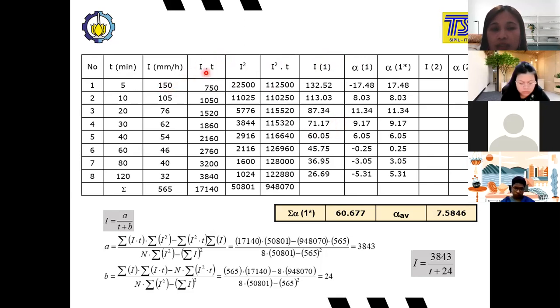First, we multiply I with T, and then we calculate I squared, and then we multiply I squared with T. And after that, we can calculate A and B. Here we have the total of I multiplied with T, 17140, and then multiply again with the total of I squared, and then minus the total of I squared multiplied with T, and then multiply with the total of I.